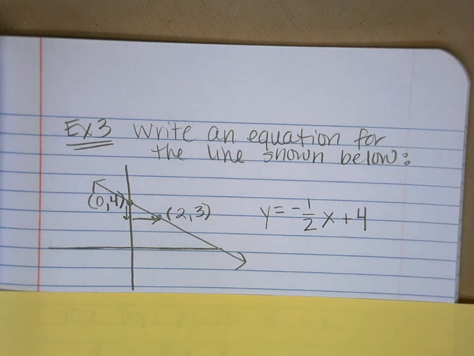I am given those 2 points. Yes? The 4? No, after 4 and after what is that? Line? Oh. After that. For the line shown below. Oh, sorry. For the line. Write an equation for the line shown below.